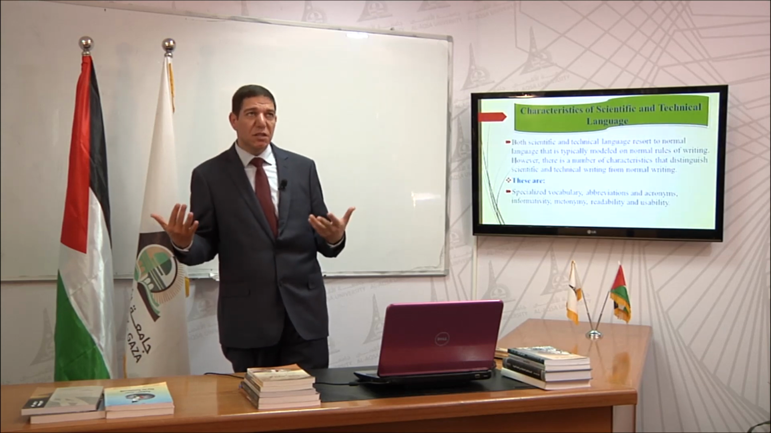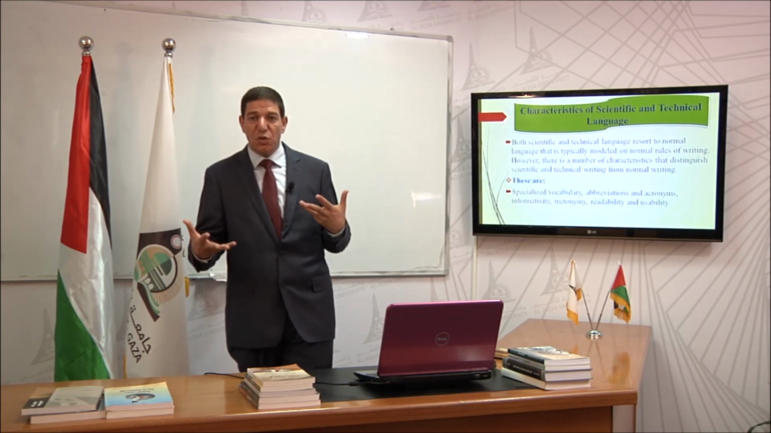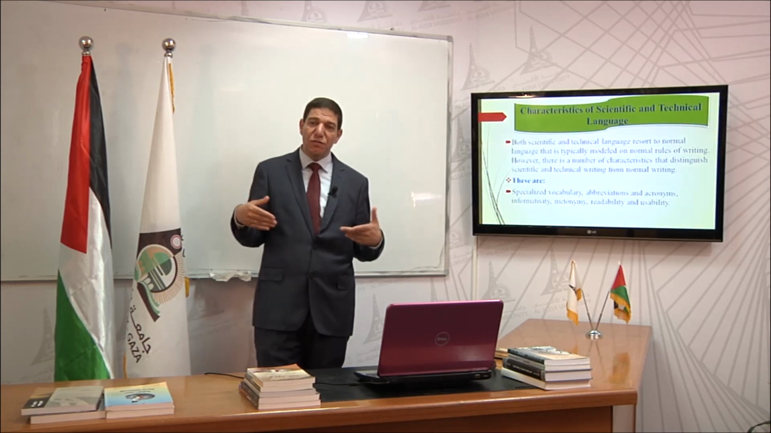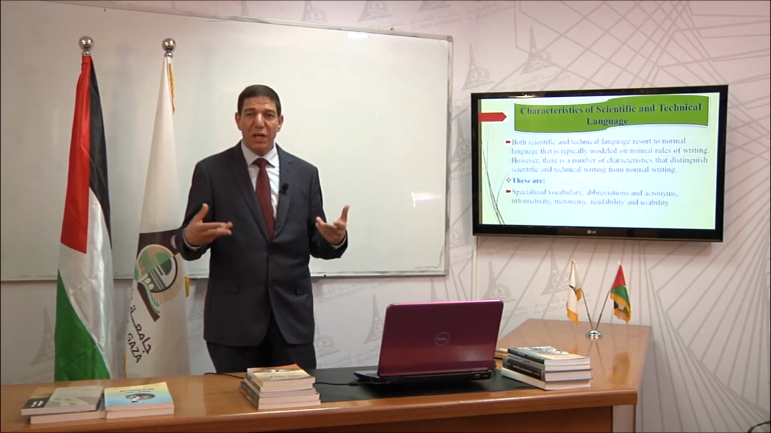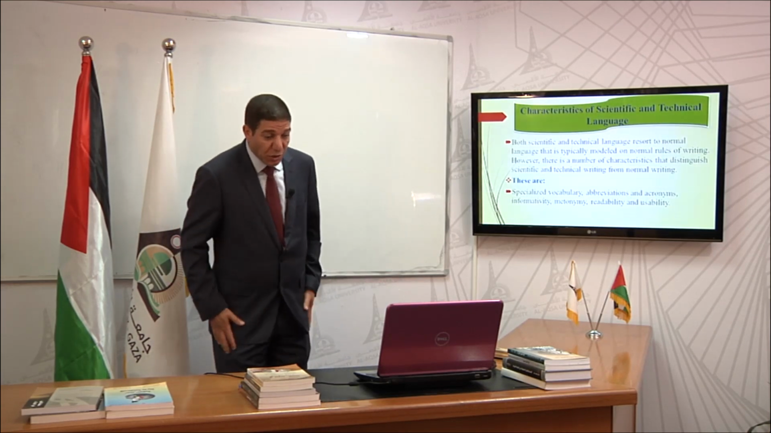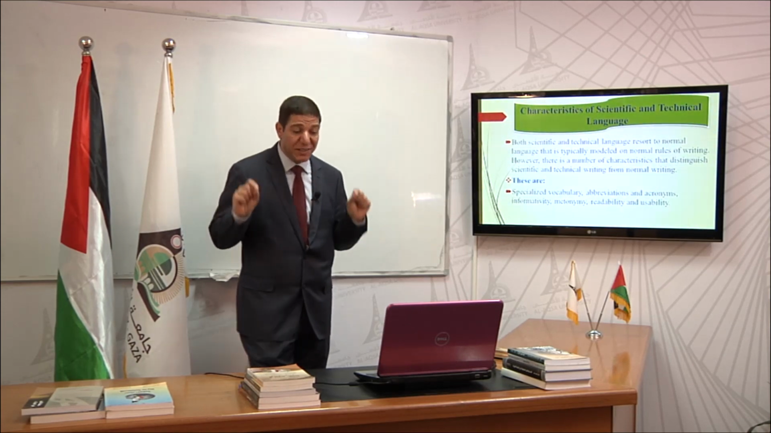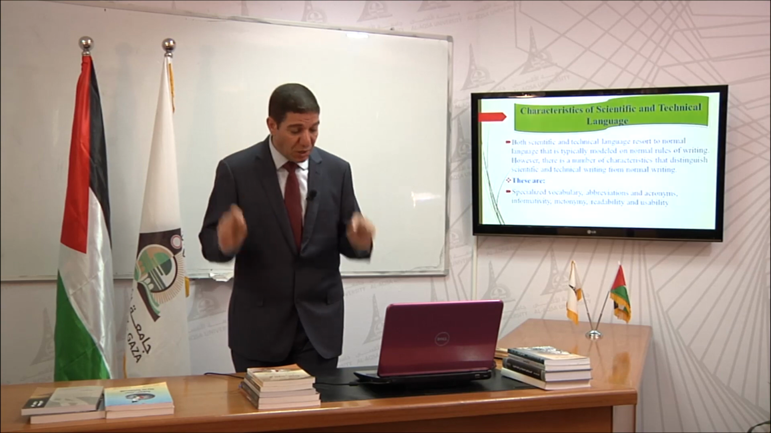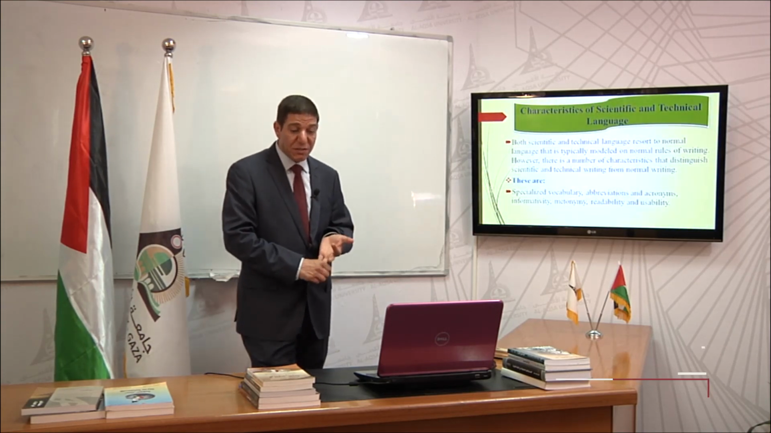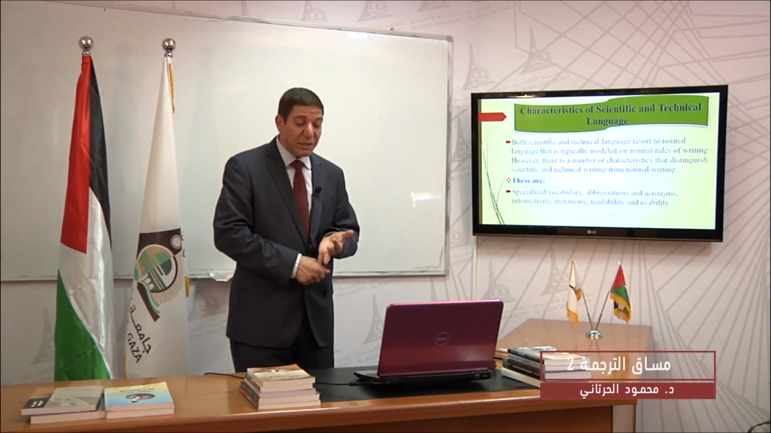You don't need sometimes to go far beyond the recognition or cognition of laymen in the street. You need to convey your message in the simplest way possible so that you can promote your product, okay, of writing. However, there is a number of characteristics that distinguish scientific and technical writing from normal writing. These are specialized vocabulary, abbreviations, acronyms, informativity, metonymy, readability, and usability.